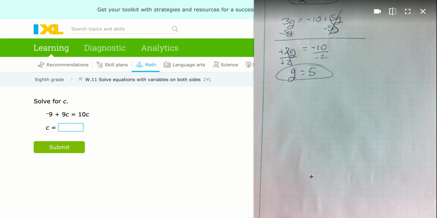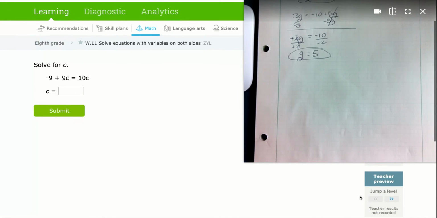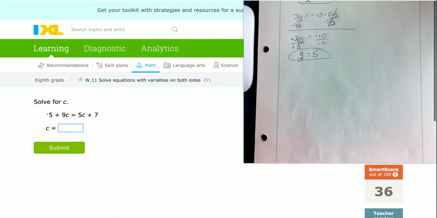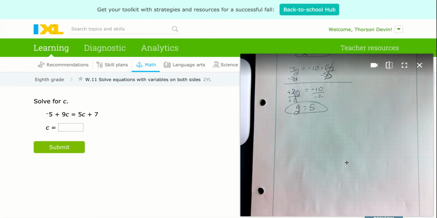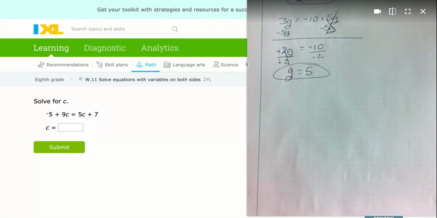So many of these look exactly the same. So I'm going to just speed this up a little bit. I'm going to jump a level, see if these get any bit harder. So yeah, here we got one that has multiple variables and like terms. I'm just getting that a little bit bigger.